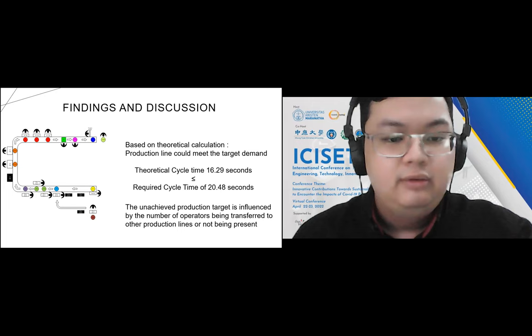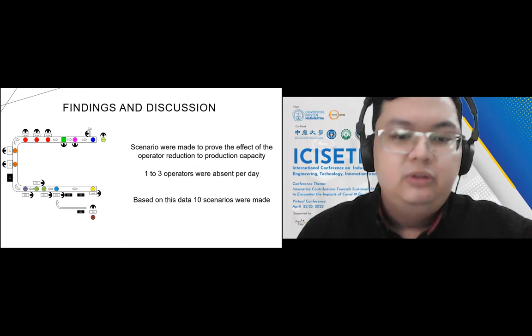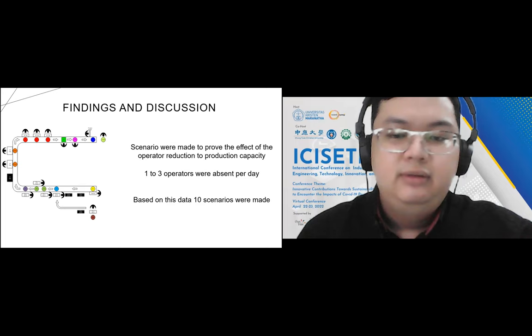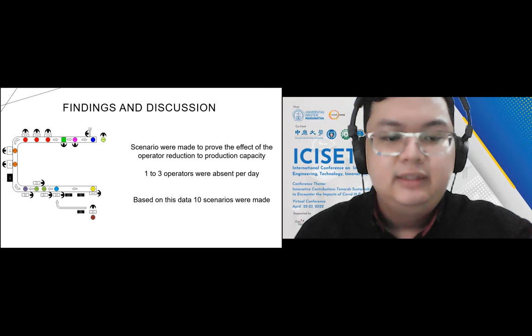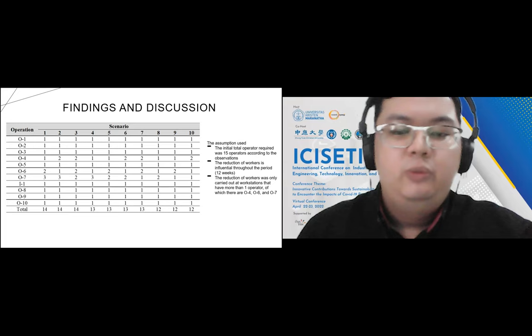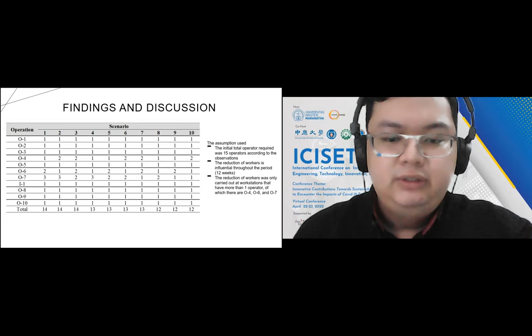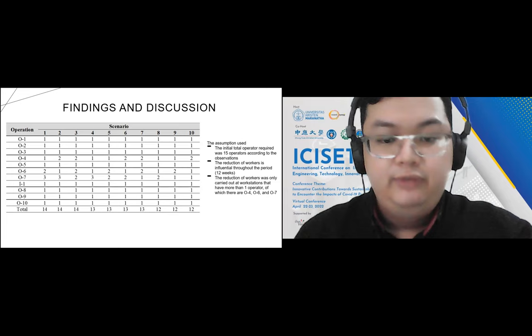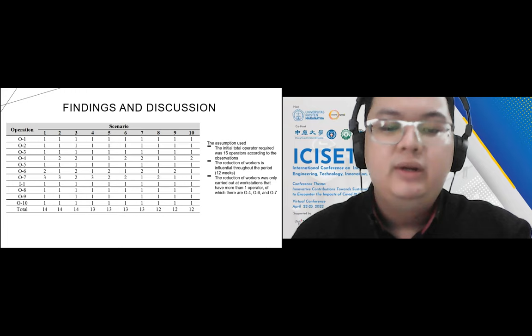Scenarios were made to prove the effect of operator reduction on actual production capacity. From the data, it was known that 1 to 3 operators were absent per day. Based on this data, 10 scenarios were made. The scenarios could occur, supported by the operators' ability to operate all machines and all operations due to the training received beforehand. The assumption used in this section was that the initial total operators required was 15. The reduction of workers is influential throughout the period, or 12 weeks, and the reduction was only carried out at the workstations that have more than one operator.